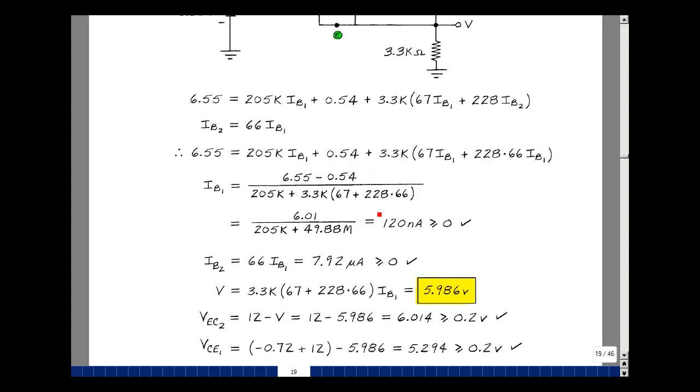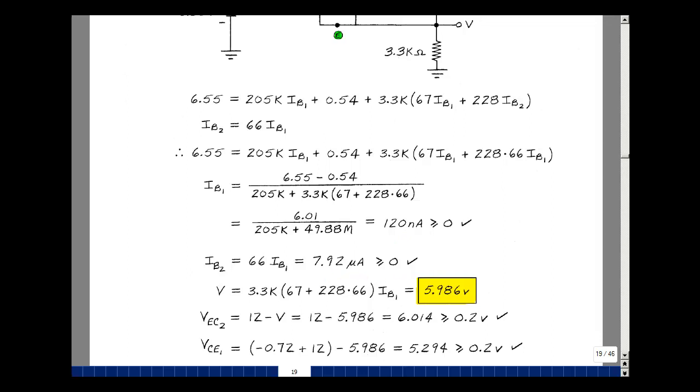What's happened with this circuit is that we've made this resistor here look like it's about 15,000 times bigger than it actually is. And controlled sources can do that. The base current turns out to be 120 nanoamps, pretty small, but that is greater than or equal to 0. And IB2 is 66 times IB1, so multiply this times 66 and you get 7.92 microamps, and that's greater than or equal to 0.